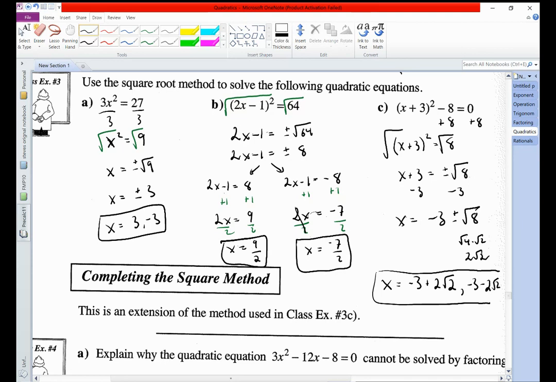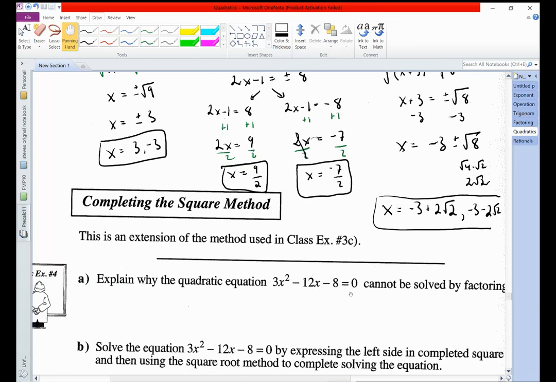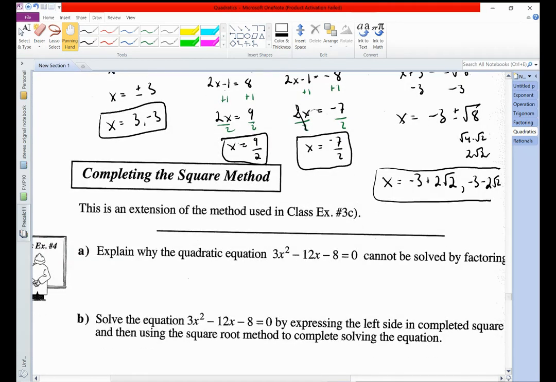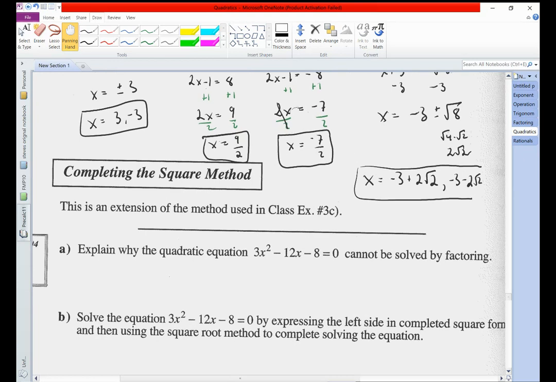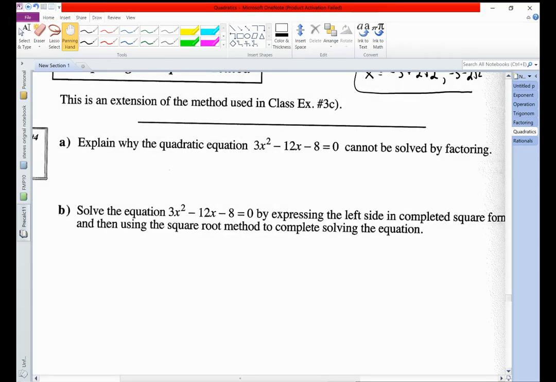So this is the square root method. We can look at the completing the square method. Each of these works in different scenarios, and the one we're exploring today is going to work in all scenarios, which is nice.